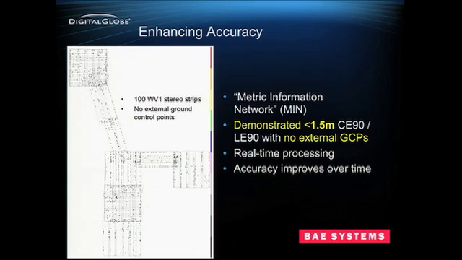So there's nobody sitting on the ground with a GPS receiver saying X marks the spot. This was done totally from the satellite with additional ground processing. And what's nice about these techniques is the more imagery we add, the more accurate it becomes.